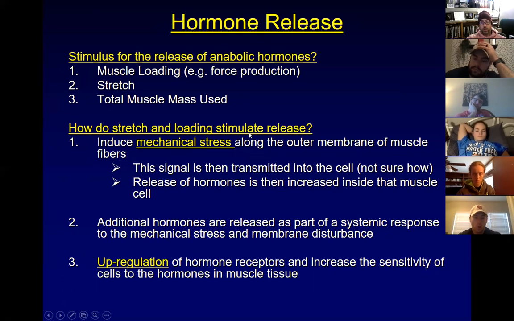How stretch and loading stimulate release, we don't fully understand, but there definitely seems to be something about mechanical stress, maybe mediated by calcium release or something placed along the outer membrane of the muscle, that is going to help us release hormones from that cell and drive the upregulation of receptors for that hormone in those particular cells. Okay, so we know this is important, but it's not maybe the end-all be-all that we once thought it was.